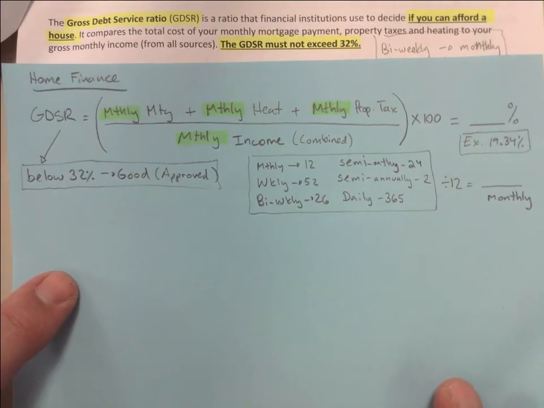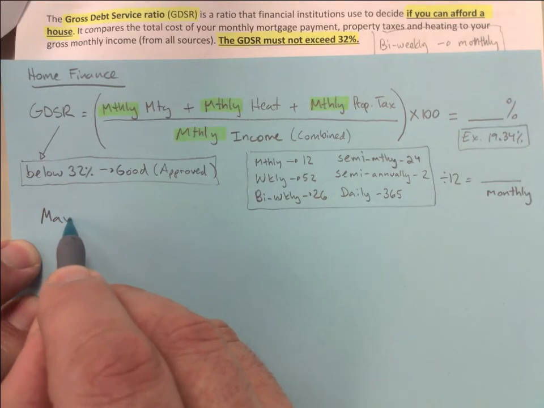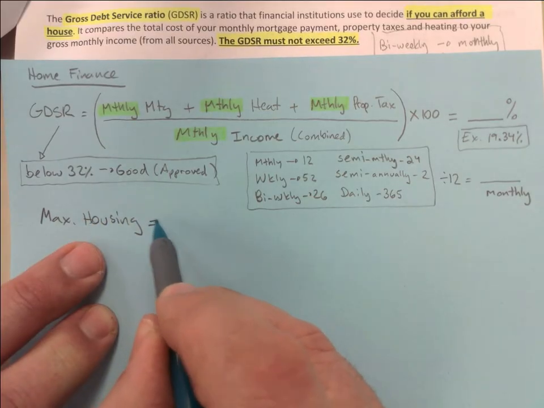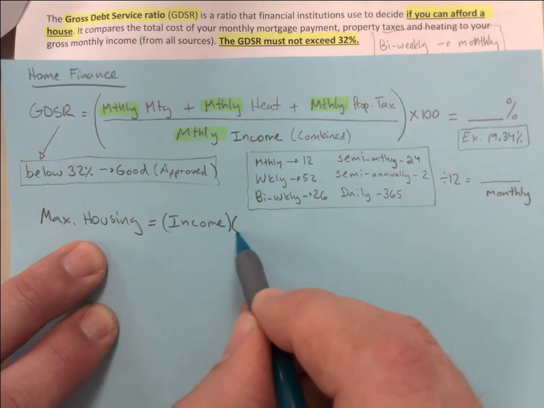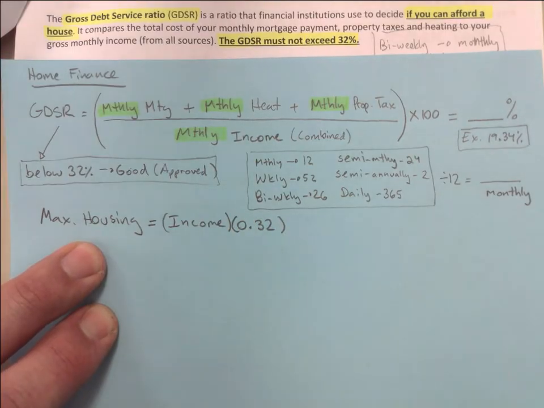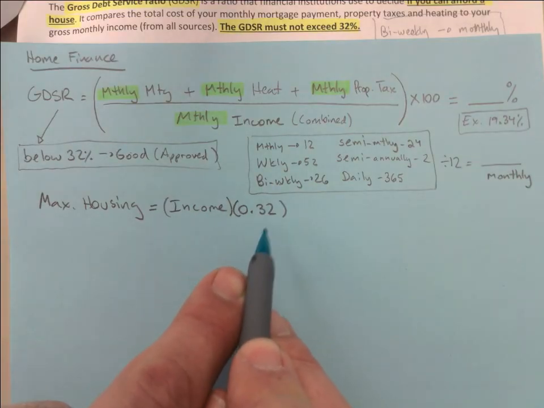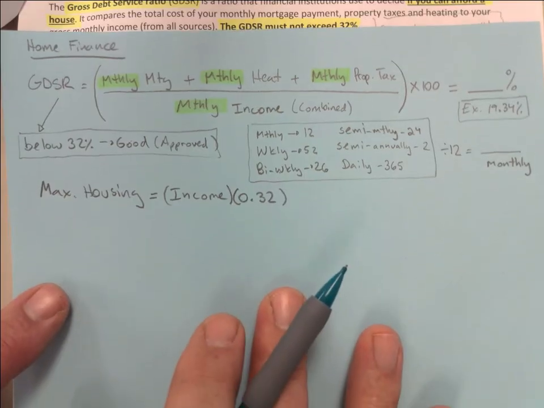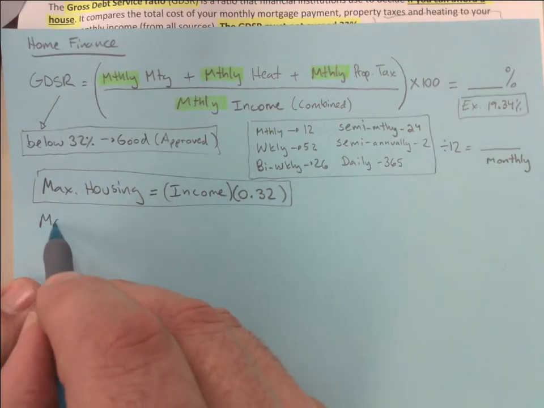Anything else? Oh yeah, these other two formulas here. Maximum housing. You take your income and you multiply it by 0.32. If they want to know what's the maximum someone should be spending on housing, you take their income and multiply by 0.32. That's the max. You should be below, but that's the max. I hope this helps you. This is for you guys, it's not for me.